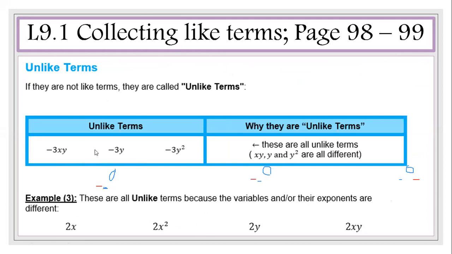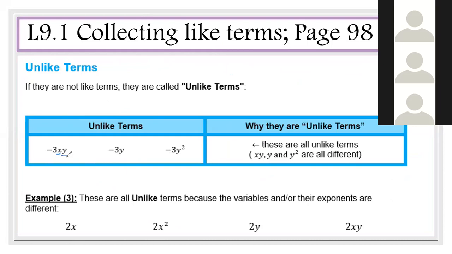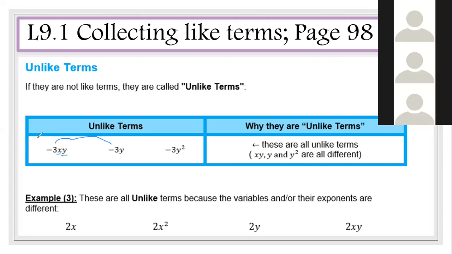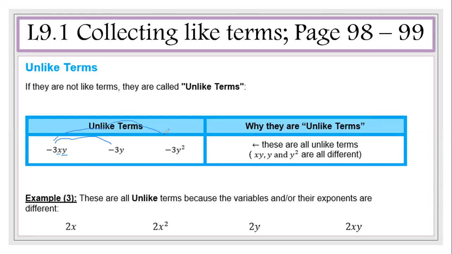Because the variables in the first one, let me clear the drawing. The variable for the first one is actually what? xy. Now go to the second one. Does it have x? It doesn't, which means it's not like terms with this one. So these are not like terms. Now, do we have x here? Also, we don't, which means that this one is also not like terms with the first one. So I'm done. The first one has no like terms at all.